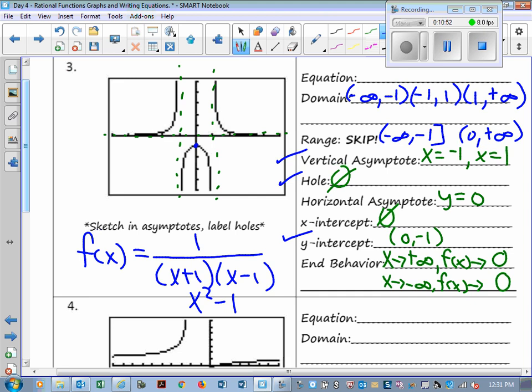Okay, what's the degree of our numerator? It's x to the 0 power. So is our denominator a higher degree? Yeah. So does this fit our criteria?